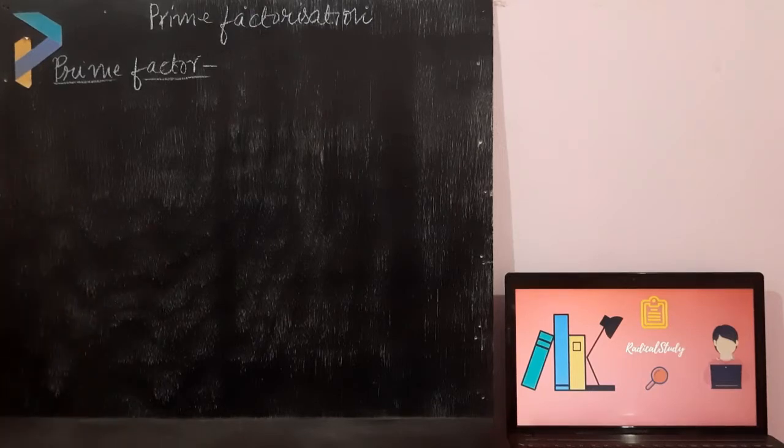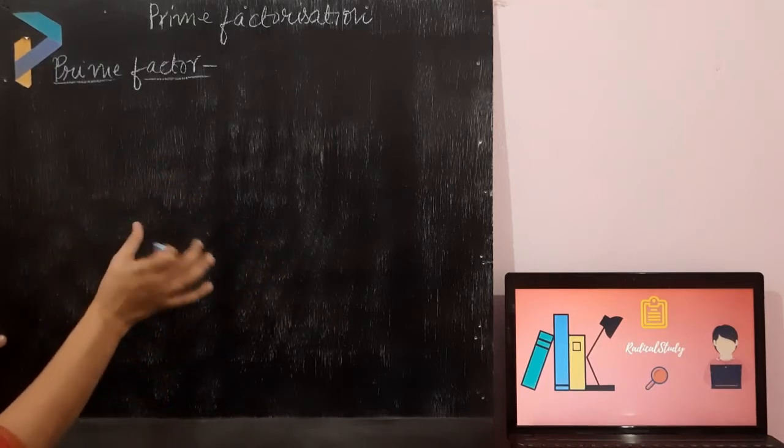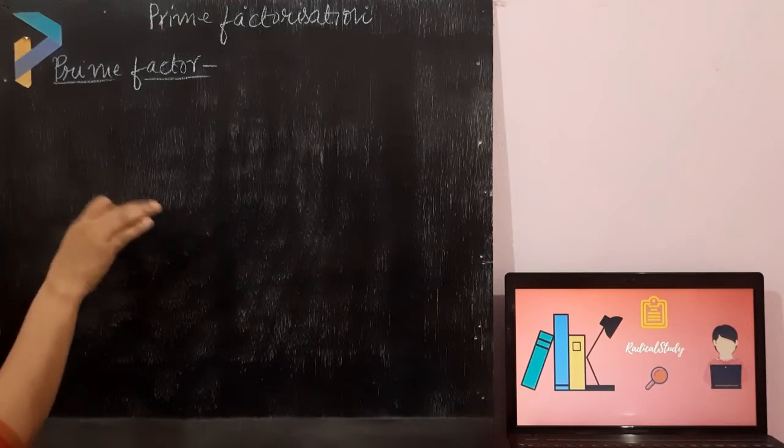is a prime factor. So what is a prime factor? A factor of a given number is called a prime factor if this factor is a prime number. That is, if a factor of any number is a prime number, then that factor is known as a prime factor.